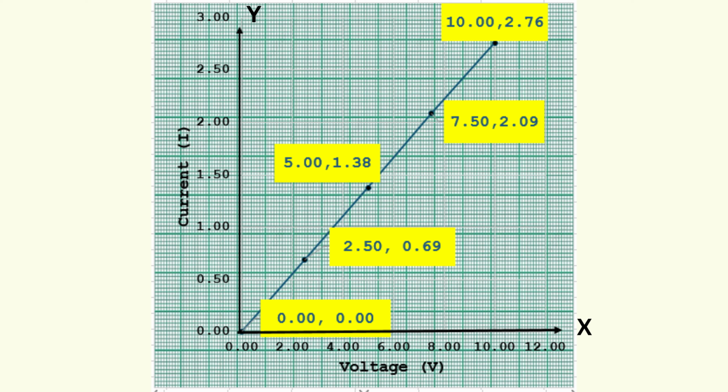As you can see, the graph is approximately a straight line from the origin, right? So what can we conclude from this graph? Since the graph is a straight line, the current through the circuit is directly proportional to the potential difference across the ends of a given wire.